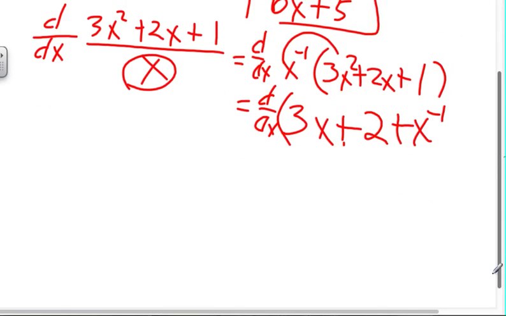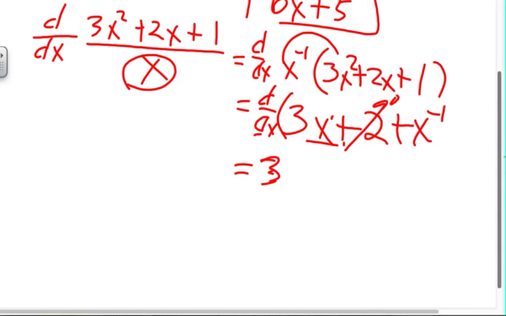Alright, so now we take the derivative of each individual term. The derivative of 3x would be 1 times 3, that gives me 3, x to the 1 minus 1 is 0. Plus, the constant term goes to 0. Okay, so I'm not going to have that term. It's gone.